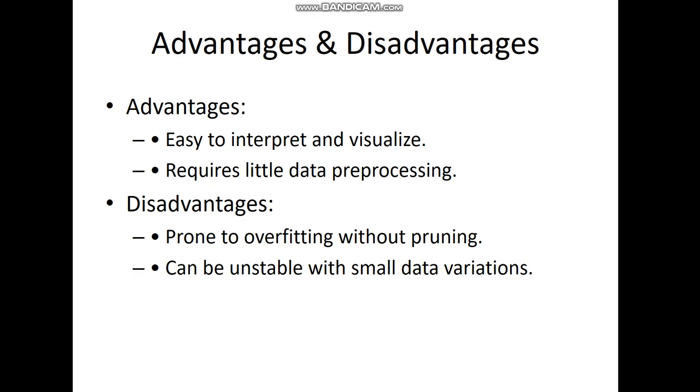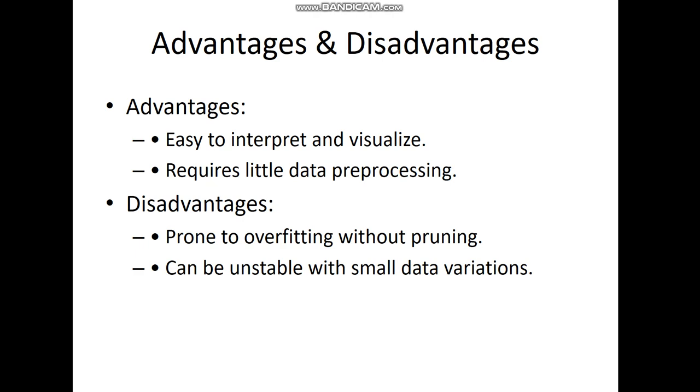So the advantages and disadvantages. Interpretability, because they mimic human decision rules. They are easy to visualize and explain. Minimal preprocessing. They handle both numeric and categorical data without needing one-hot encoding or extensive scaling.